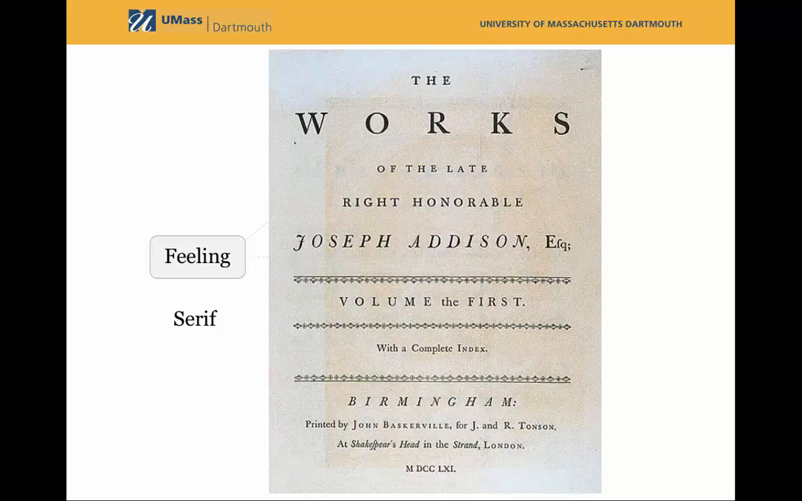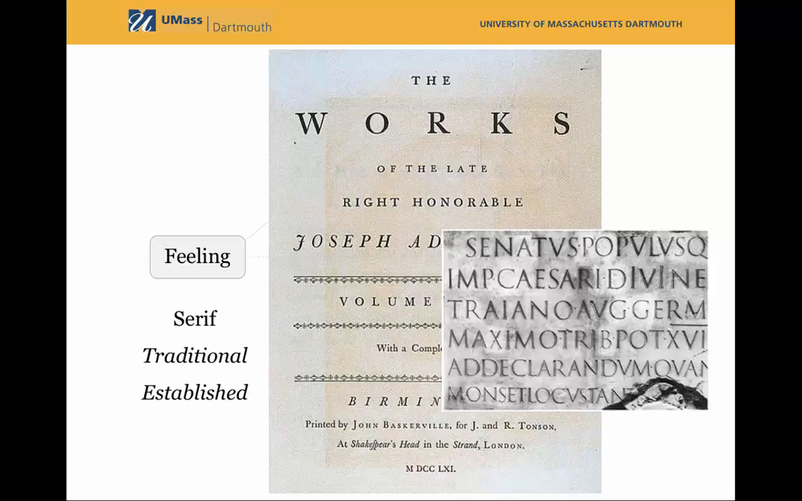One is whether it's serif. A serif font will have these extra marks at the ends of the strokes. A serif font feels traditional and established, which isn't surprising because our earliest publications and printed pieces were set in serif fonts, and in fact serifs go all the way back to ancient Rome when serif letters were carved into stone and marble.